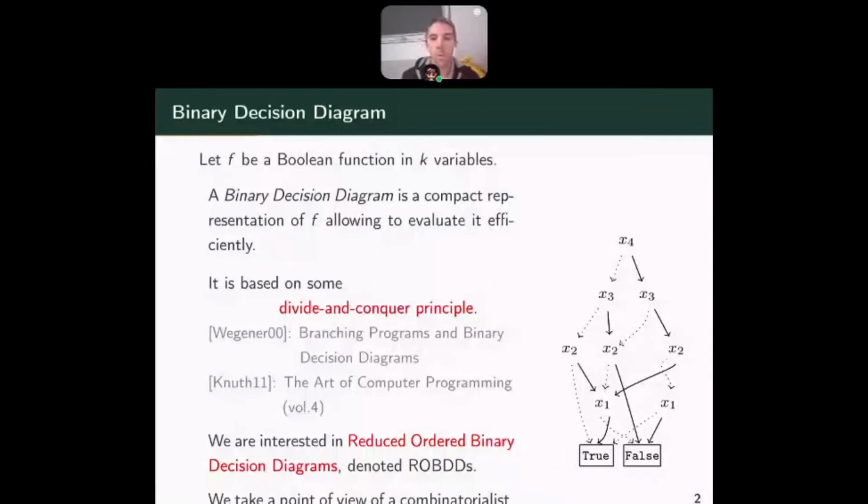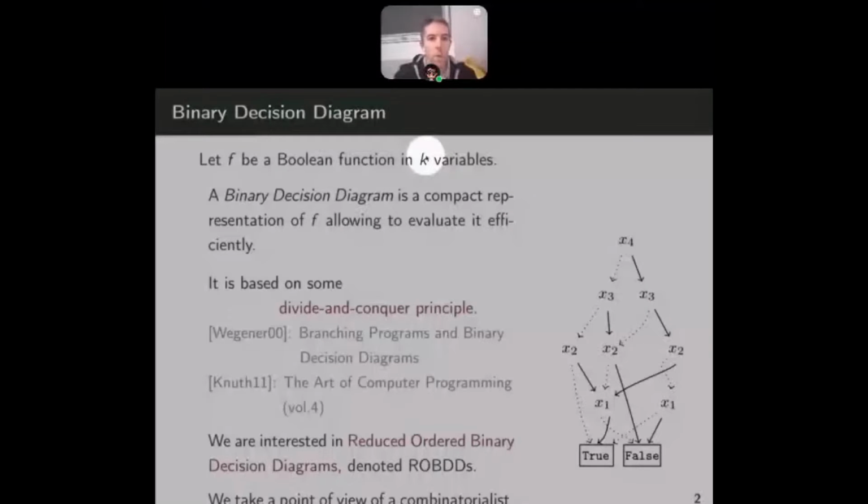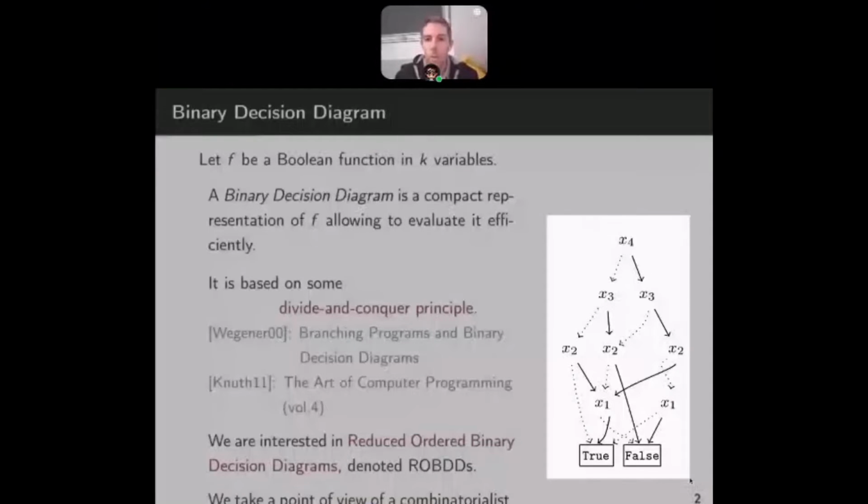In the rest of the talk, my Boolean function will be in k variables. And so the binary decision diagram is some kind of compact representation of the function f, allowing us to evaluate it efficiently. On the right here, you see a decision diagram for a function in 4 variables.